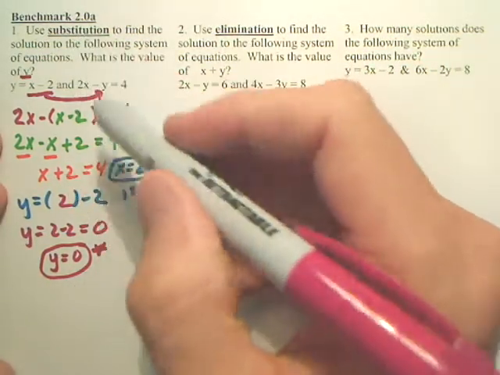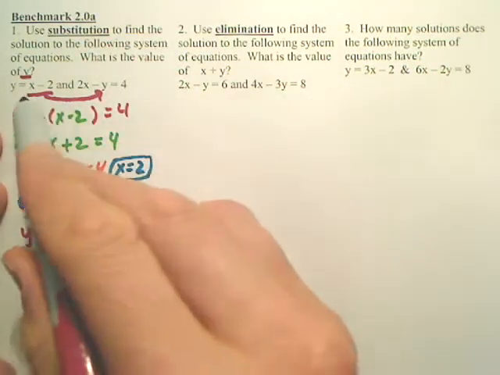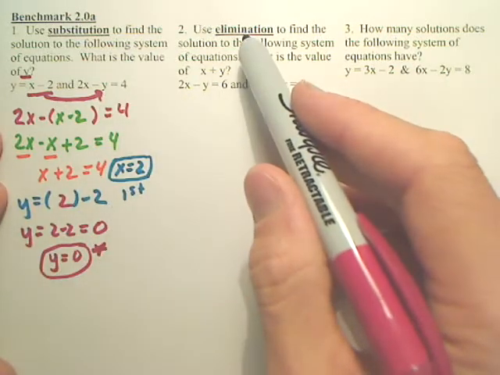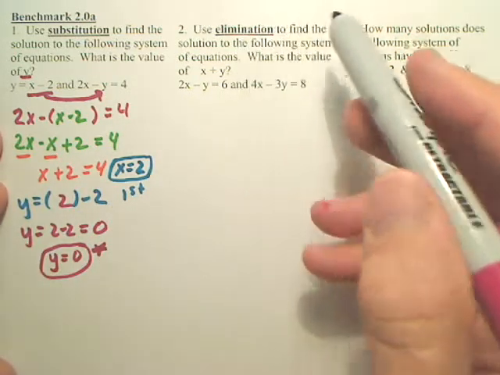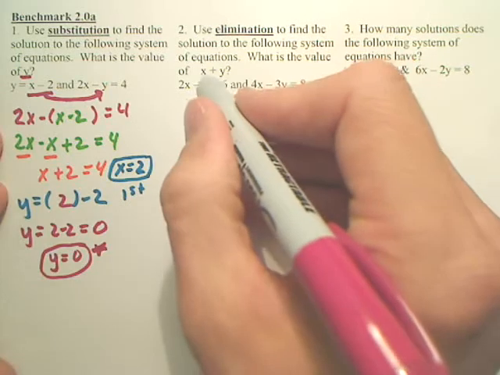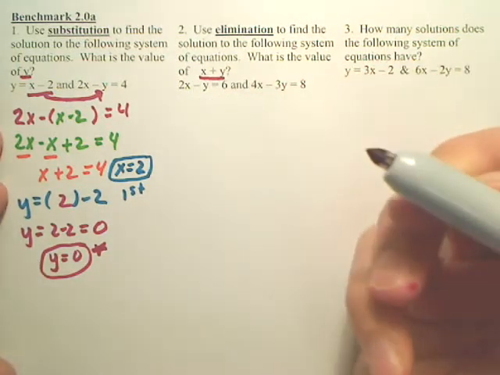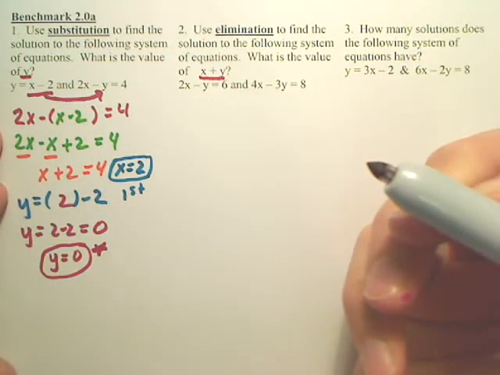Now, that's substitution. You substituted one equation into the other. This is elimination. Hint, we're going to eliminate. But look carefully right here. It wants, what is the value of x plus y? So you find x and y and then you add them. So you got to be careful about stuff like that. Read the question.